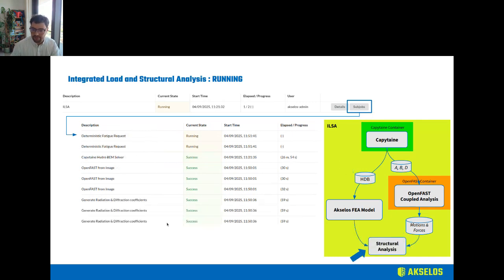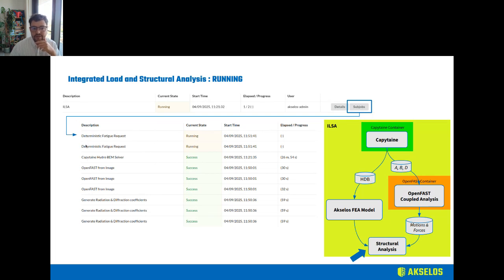And then finally, the final step, and that's the structural analysis. So the FEA model is ready. We've taken all of the inputs, all the outputs from the previous solves and mapped them onto the FEA model. And now we can actually run the structural analysis.